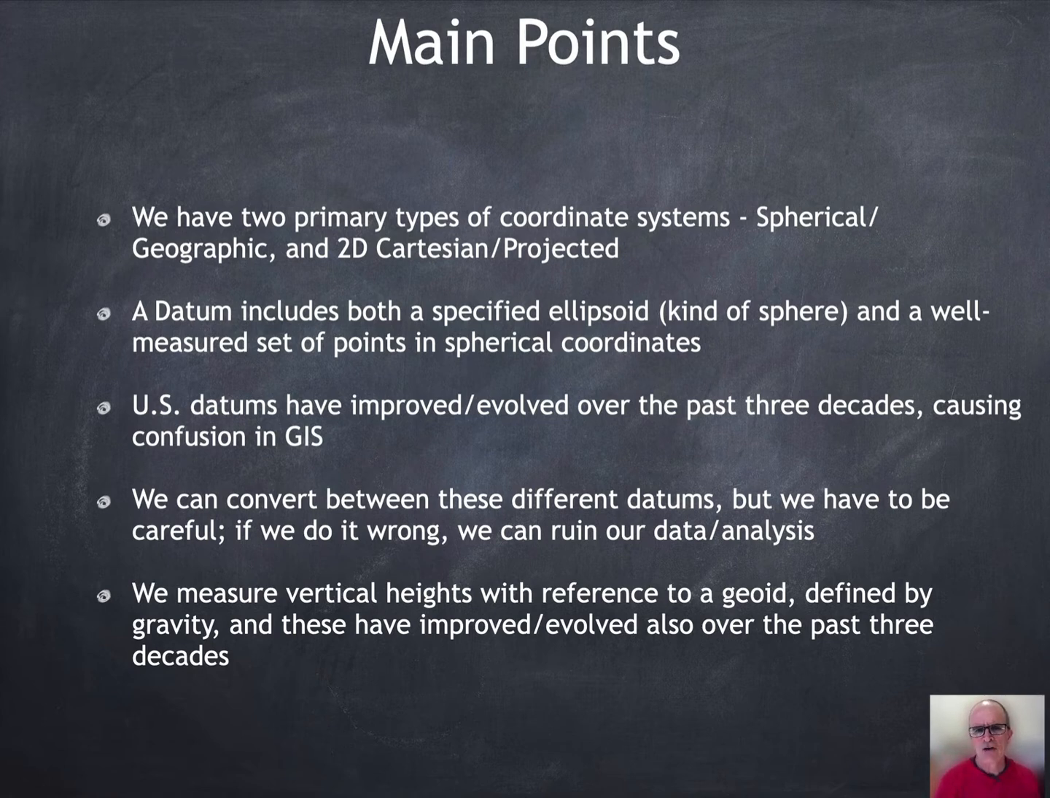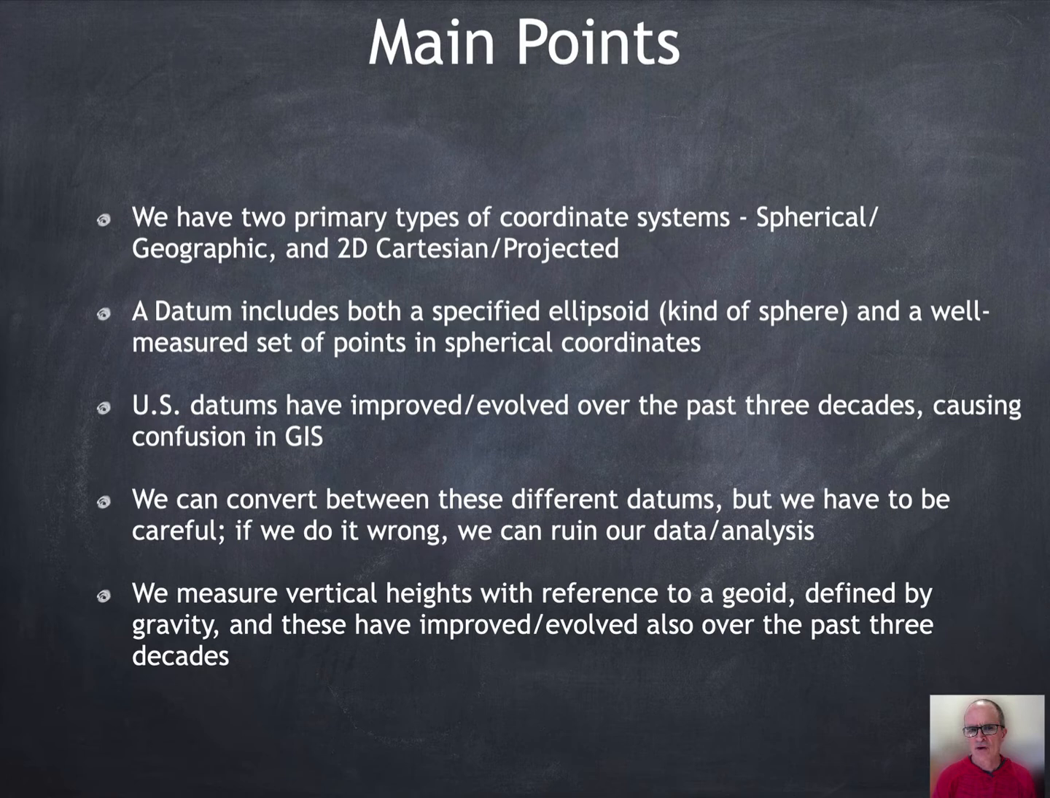Now, there's this key thing called a datum, and the datum is really our roadmap to where things are on the surface of the Earth. And a datum has two parts. It has a well-defined, mathematically specified ellipsoid, which is a kind of sphere or spheroid, and it has a well-measured set of points placed on that spheroid in which we know their spherical or latitude, longitude coordinates. We have to have both of those parts to define a datum. Those are the key starting points or locations that identify where things are. They're all measured with reference to a datum surface and a set of datum points.